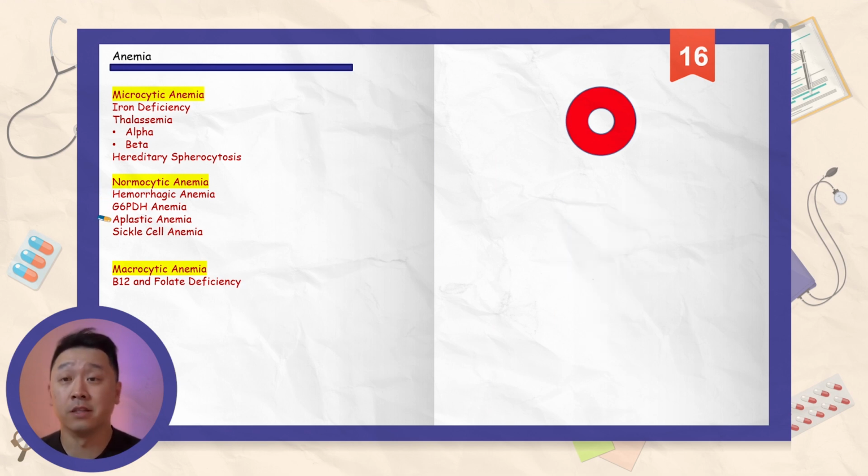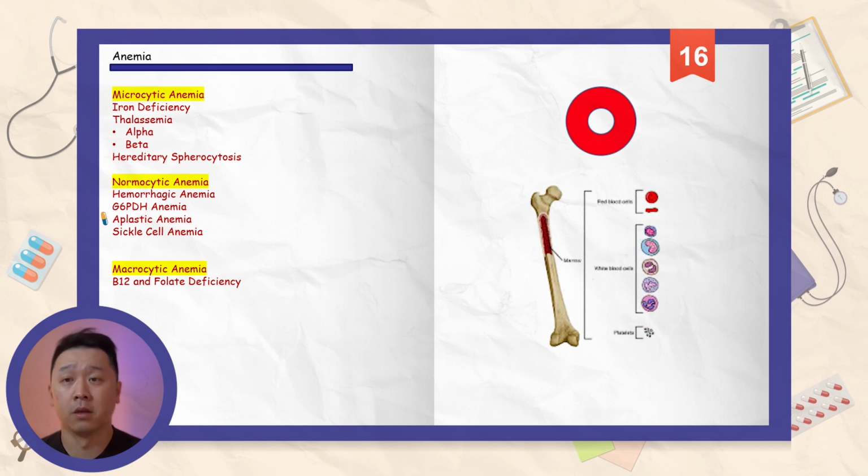Aplastic anemia is another subtype of normocytic anemia, where the bone marrow does not have the ability to adequately produce red blood cells, white blood cells, as well as platelets. This type of anemia, named aplastic anemia, tends to carry a misnomer because it not only affects red blood cells, but it also affects white blood cells as well as platelets.